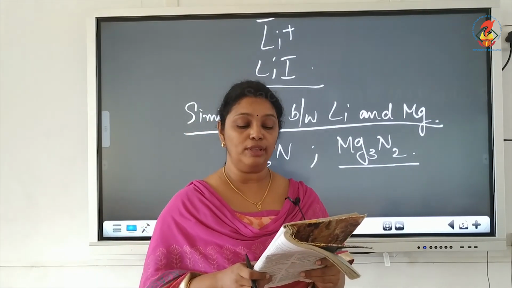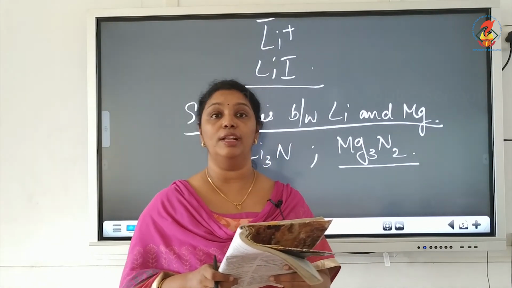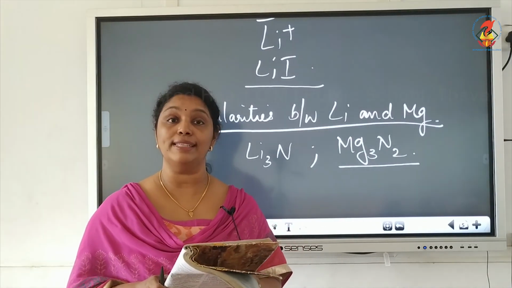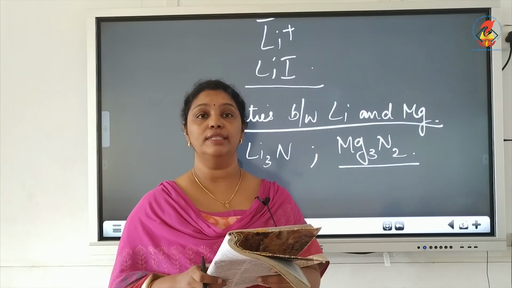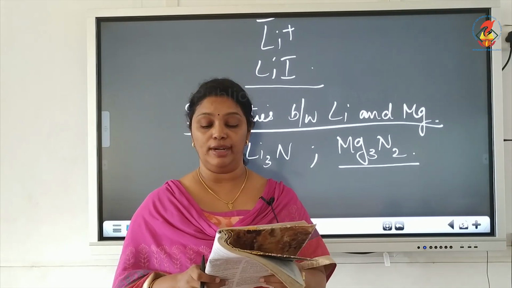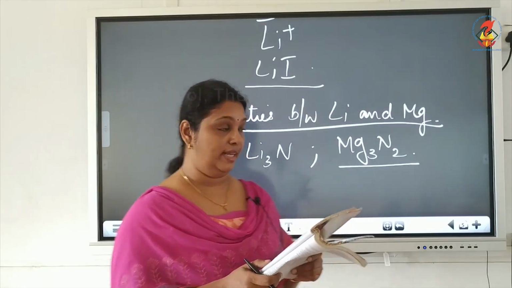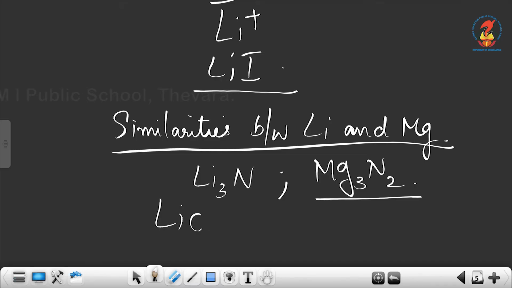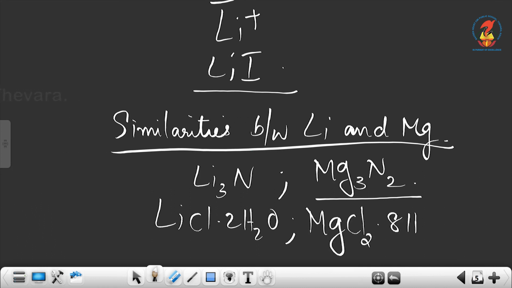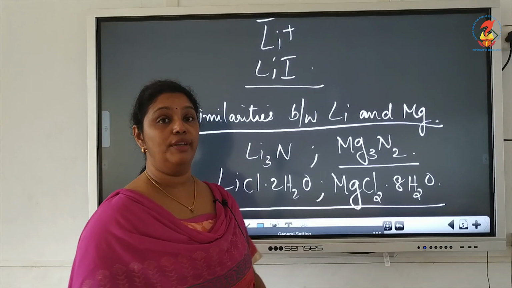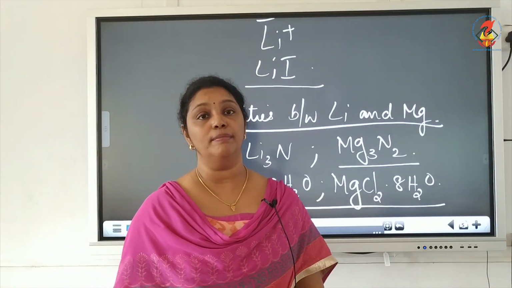Fifth point, both lithium chloride and magnesium chloride are soluble in ethanol. Ethanol is alcohol. And the last point, both lithium chloride and magnesium chloride are deliquescent and crystallize from aqueous solution as hydrates. Lithium will crystallize out as lithium chloride 2H2O and magnesium will crystallize as magnesium chloride 8H2O. So these are the points of similarities between lithium and magnesium.